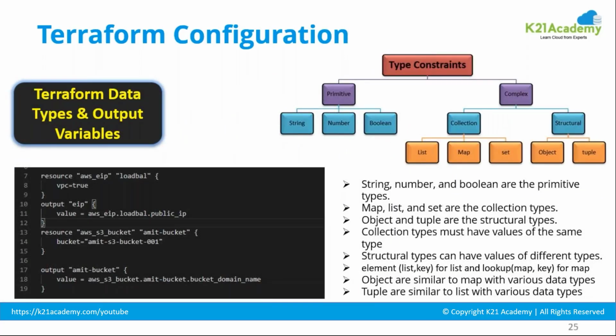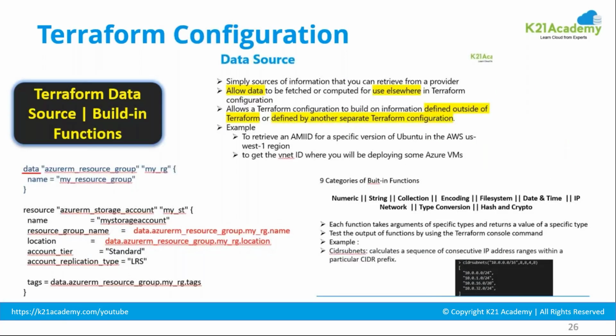Then we talked about data types and output variables. By default, in data types, we have string, number, boolean, and in collections, we discussed list and map. We talked about list and map basically, and also about sets, which was basically like a tuple. We talked about those data types and how we use the output block to output any attributes of your resource once it is created, so that we can save that into our output block and refer to it in future whenever needed. We talked about the data source. That's a very important concept.